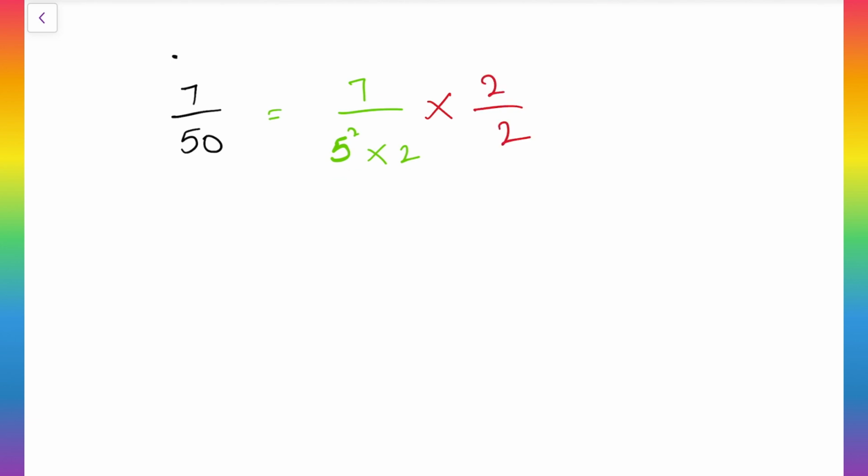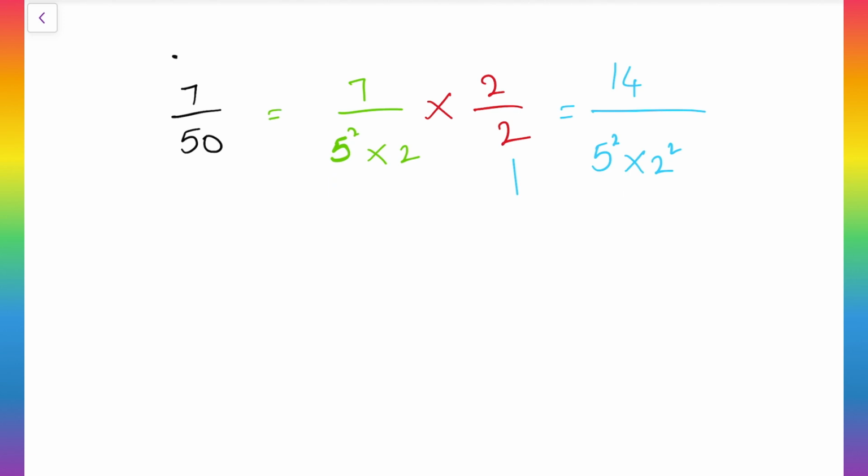No need to take anything else and no need to worry about anything extra. So 7 into 2, 14 by. Here 5 is there 2 times already. 2 is there 1 time here and 2 is there 1 time here. So it means 2 is there also 2 times. So that can be written as 5 square into 2 square.